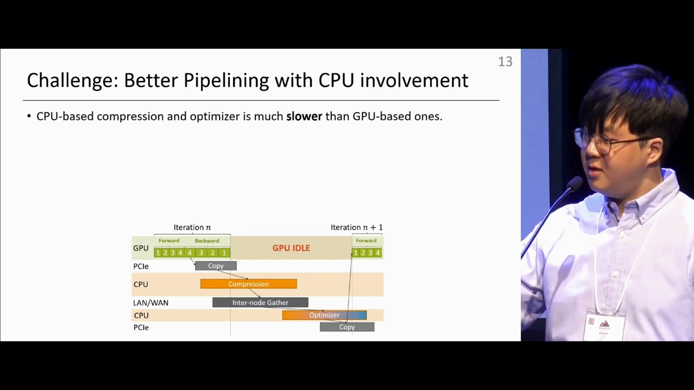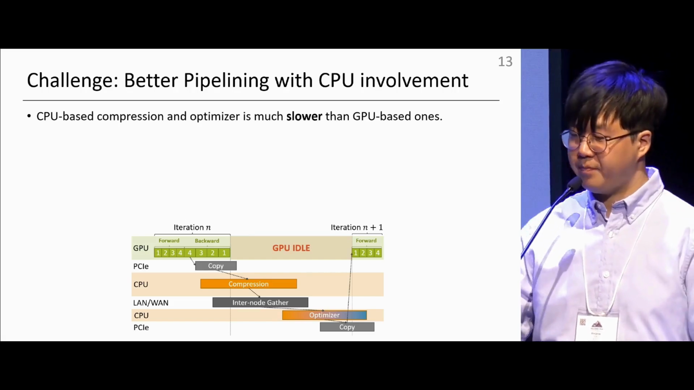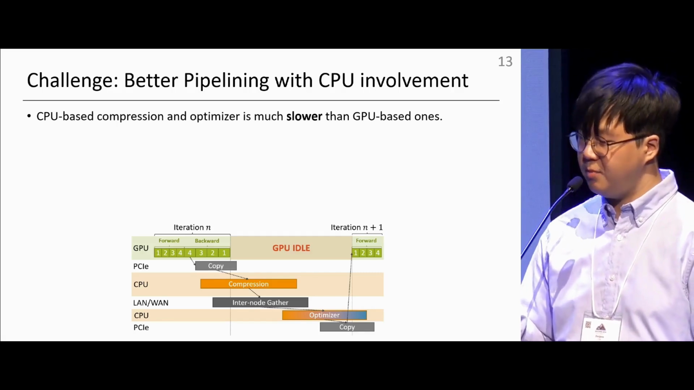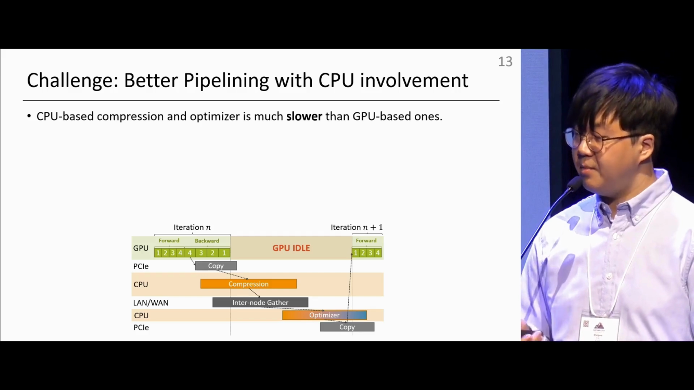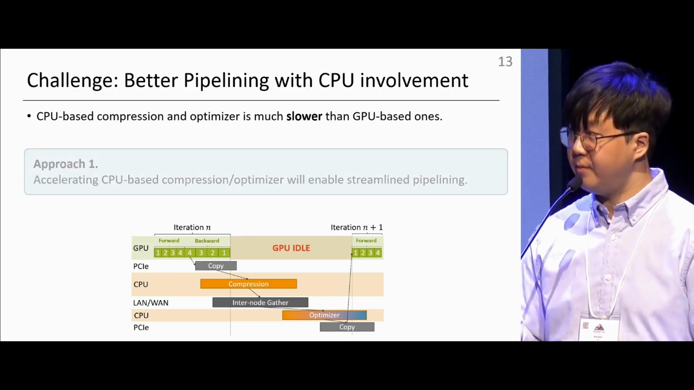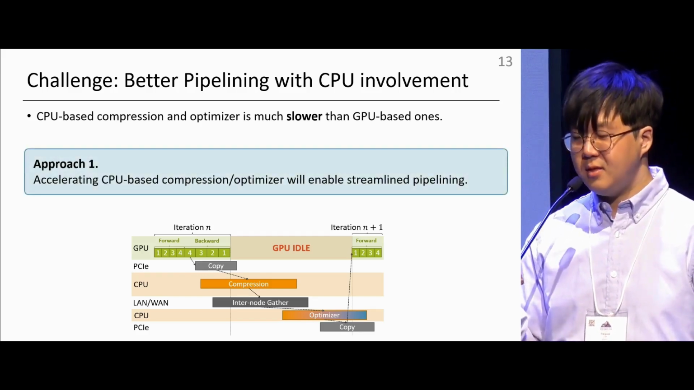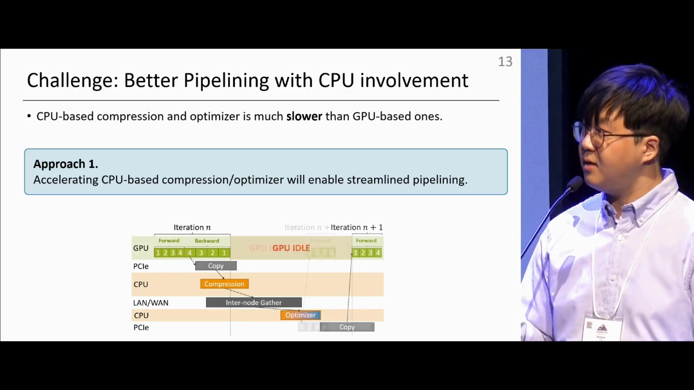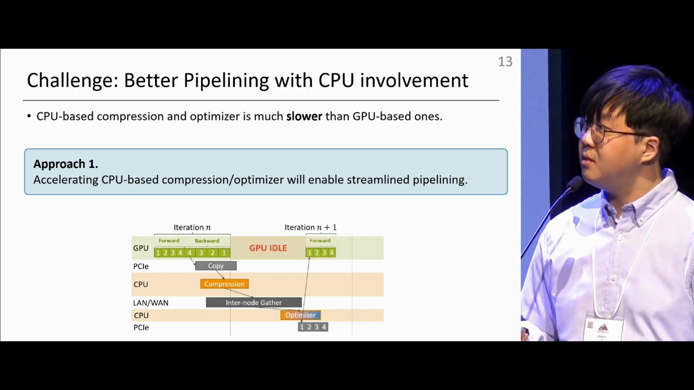However, why is the training pipeline still slow? First, the CPU-based compression optimizer is much slower than the GPU-based one, so this may degrade the benefit of the CPU offloading. So if we can accelerate CPU-based compression optimizers, this will streamline pipelining and make iteration speed much faster.